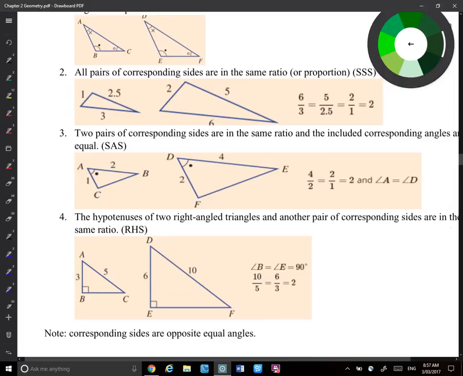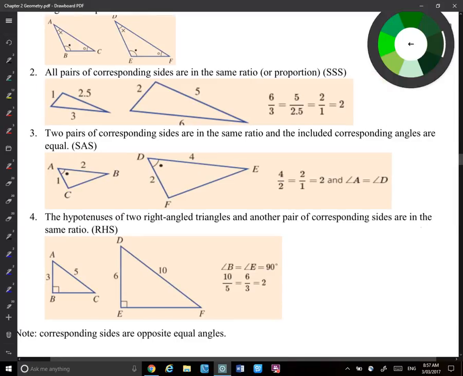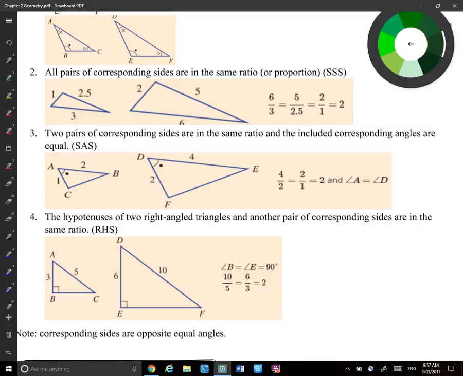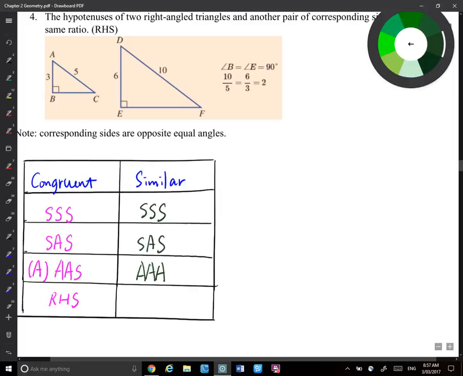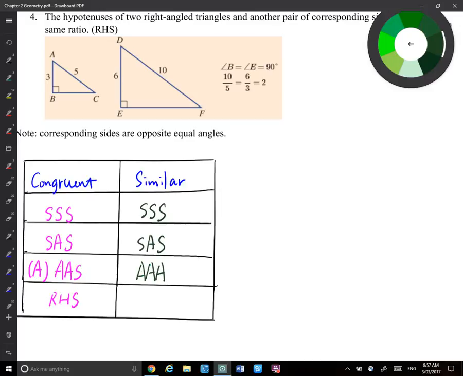Next one. Two pairs of corresponding sides are in the same ratio. Can you see AC and DF are in the same ratio, and AB and DE are in the same ratio, all in the ratio of 1:2. Then also the included angle must have the same size. Then we can say those two are similar triangles. That's back to the case SAS. For congruent, we need sides to be equal. For similar triangles, we need sides to be in proportion. So equal or proportion.